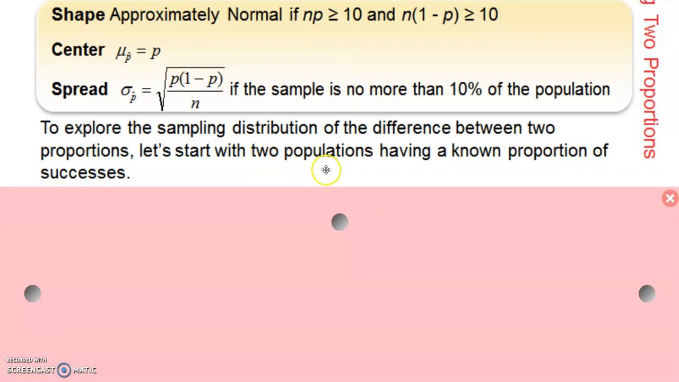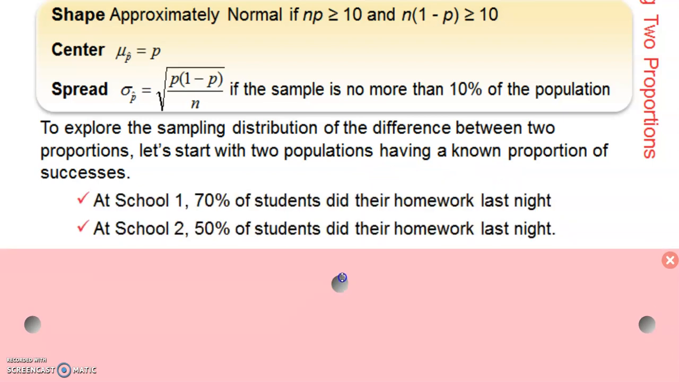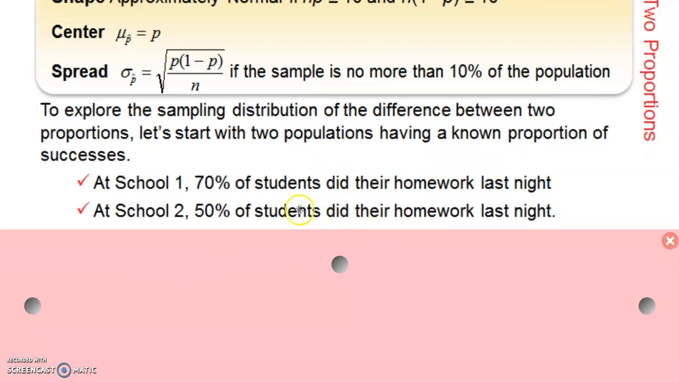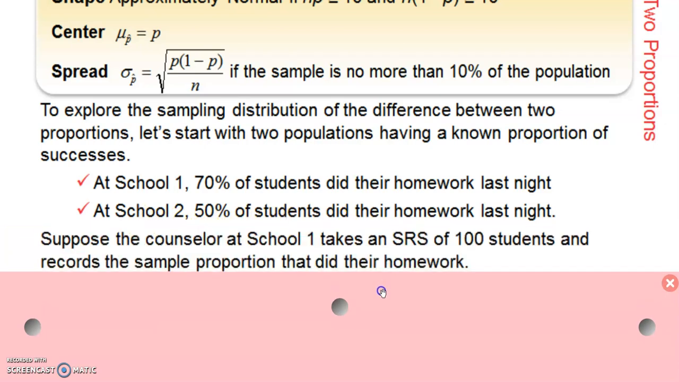So what we're going to do is look at two populations where we actually know the true proportion of successes. Let's say there are two schools, and at school number 1, exactly 70% of all their students did their homework last night, and at school number 2, exactly 50% of all their students did their homework last night.